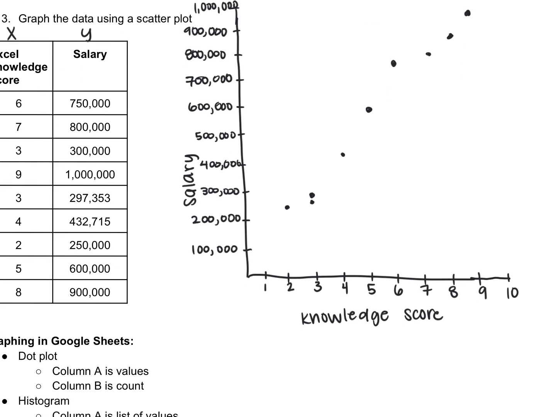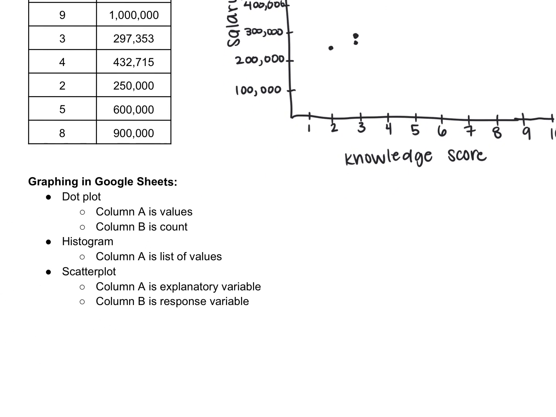The last thing that I'm going to talk about briefly is just creating each of these in Google Sheets. I'll talk about more of this in class. I'm going to go over how to do each of these, but if you're going to do it in Google Sheets for a dot plot, column A, you would title your values, and then column B would be a count. So you would only list each number once, and then you'd have a column where it says how many times does this number appear, and we'll talk about how to create that in class.